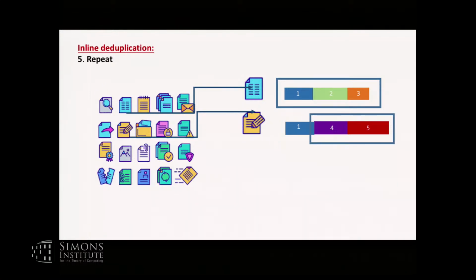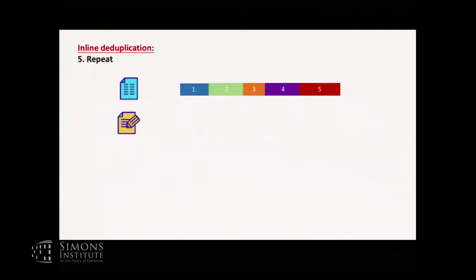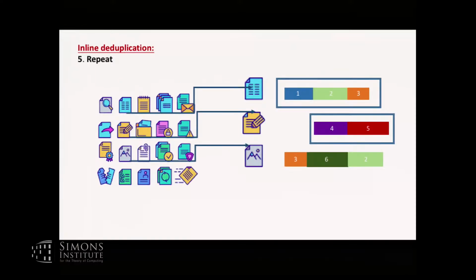So the only new unique chunks are 4 and 5. You will deduplicate 1, and now you have 4 and 5. You will add 4 and 5 to the store. Then you have 3, 6, 2. In this case, you saw both 3 and 2, but you didn't see 6. So you will declare 6 a unique chunk.